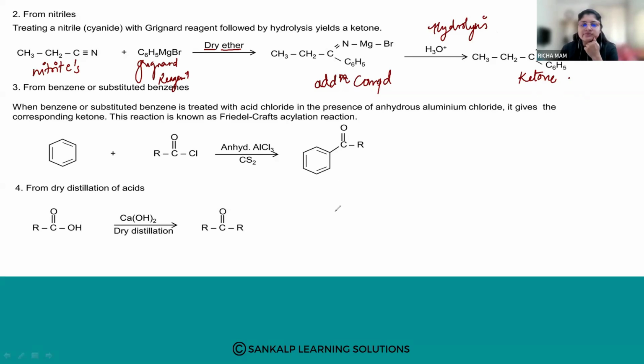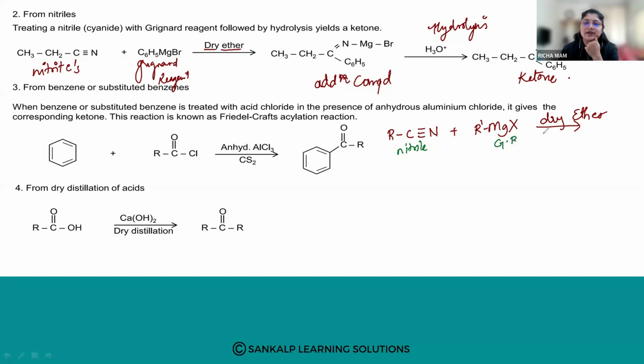So let me write the general reaction here. Generally, this is the nitrile, RCN, and your Grignard reagent R'MgX, in the presence of dry ether. The general reaction is not given here, so you can note this down; it will be easy for you to understand. So what happens here? This is a nitrile and this is a Grignard reagent. Let me write it like this.